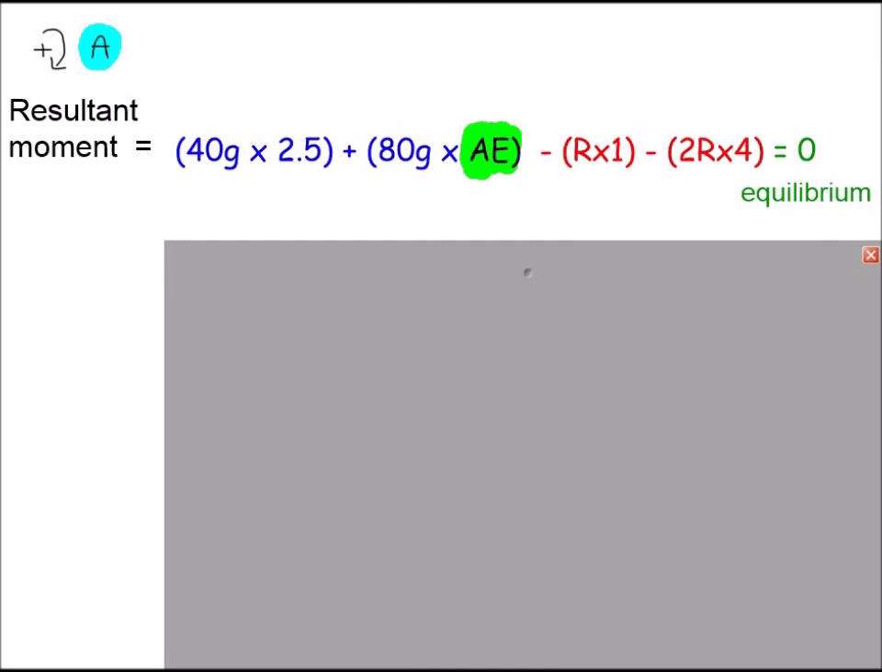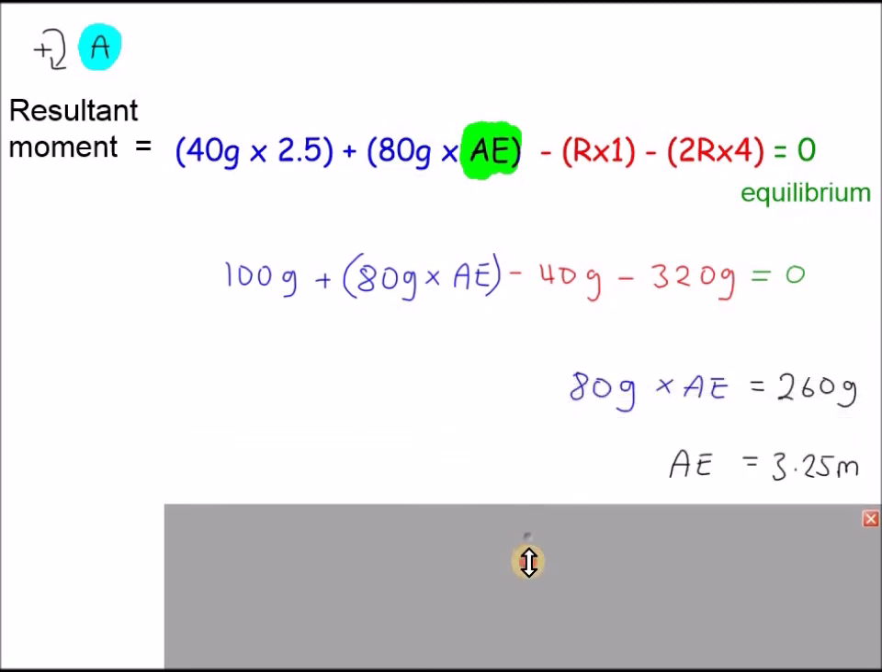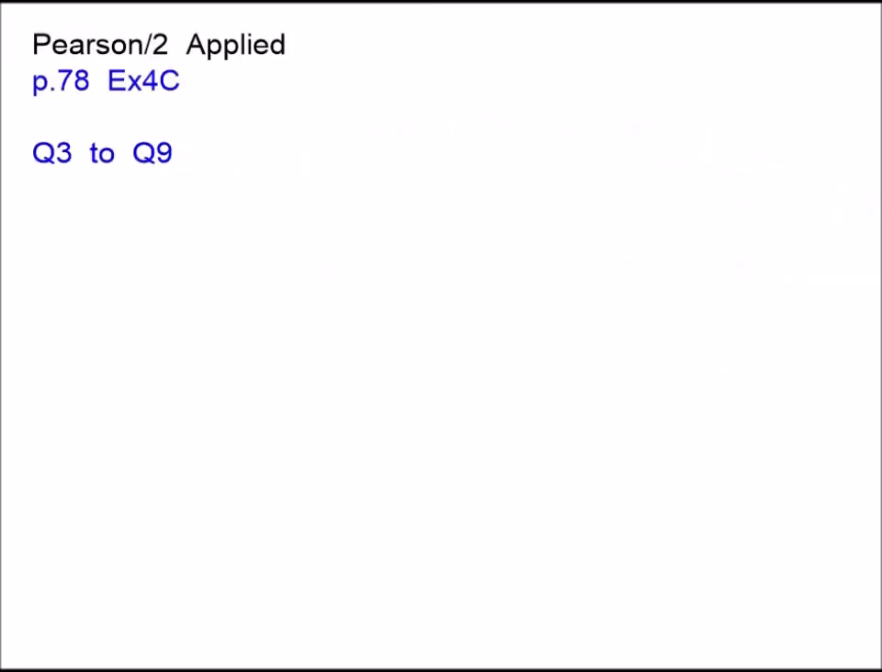Now when simplifying, we know the value of R, it was 40G. Simplifying, we get AE is equal to 3.25 meters. For further practice, try these questions.